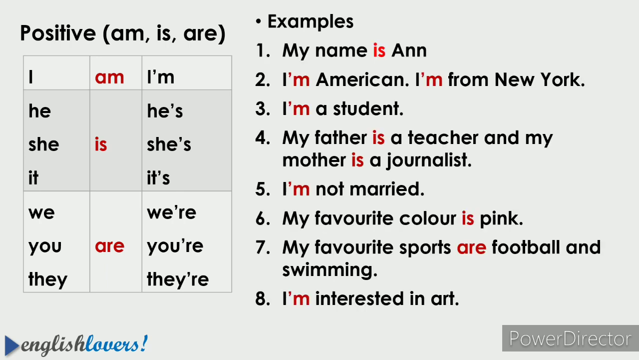Now we will see some examples of am, is, are in positive statements. This is just a short introduction by one girl, Anne. She says, my name is Anne. Just pay attention to the usage of am, is, are. I'm American. I'm from New York. I'm a student. My father is a teacher and my mother is a journalist. I'm not married. My favorite color is pink. My favorite sports are football and swimming. I'm interested in art. See, in all these sentences, am, is and are are used.